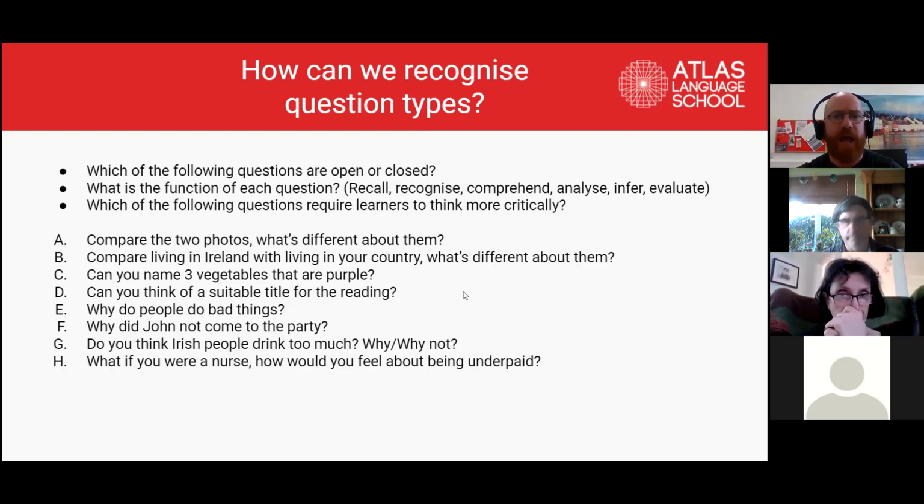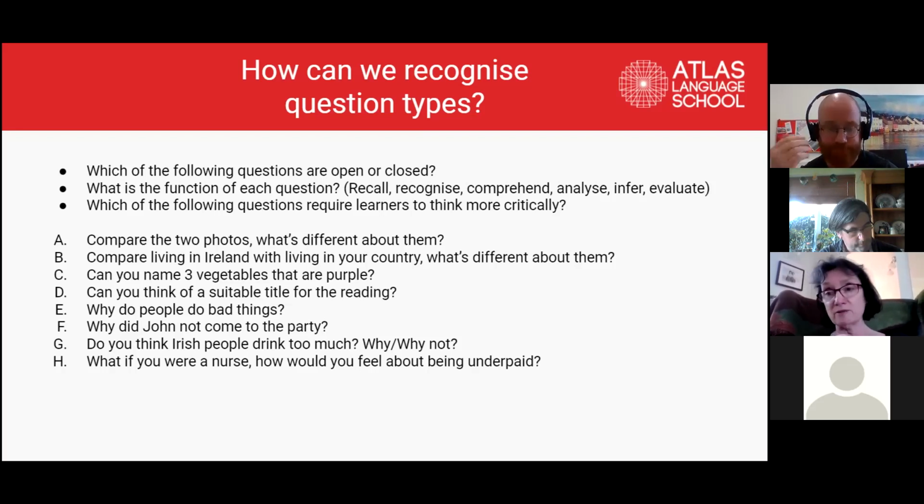So just consider that. Etna, can you tell me about the next question? Is it open or closed? What's the function? Compare living in Ireland with living in your country. Well, it's open because it depends on what they're going to come up with and what country they come from. And they have to analyze aspects of living here and compare it to their own. So they're making a judgment as well. Yeah, so evaluating. And they're recognizing differences, similarities. They're analyzing those. Depending on how long they've been away, they're recalling. Yeah, excellent. So it includes many as well.